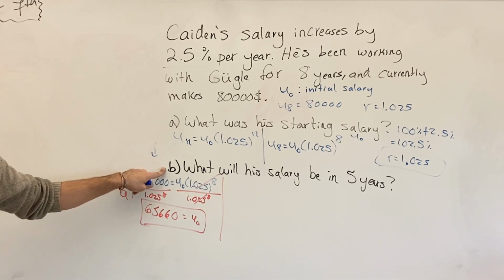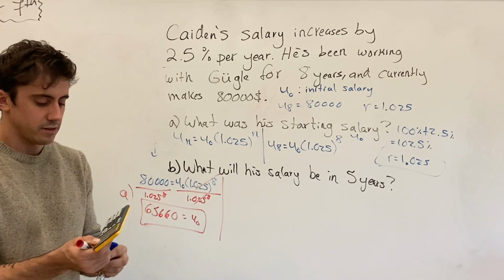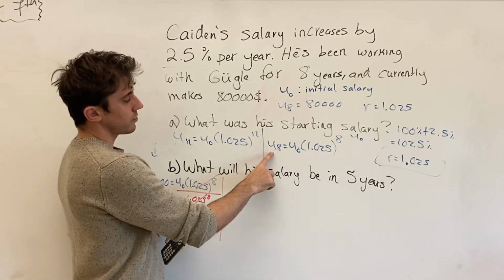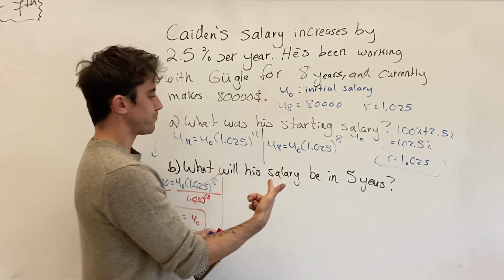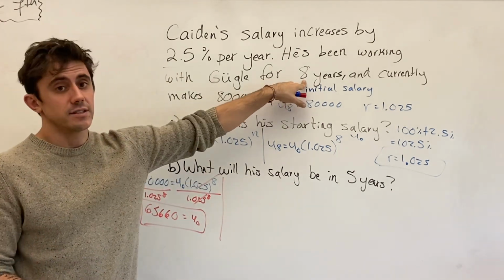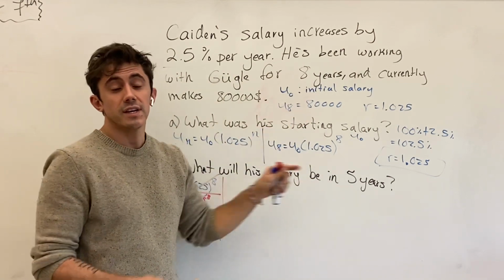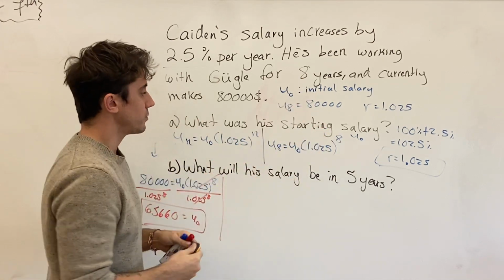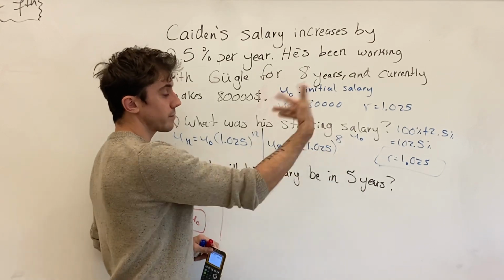Now, part B: what will his salary be in 5 years? There are two natural ways we can do this based on the information we're given. He's already been there for 8 years, so if we want to go another 5 years into the future, that would be a total of 8 plus 5, 13 years at the company. We could write this as U13 equals U0 times 1.025 to the power of 13.